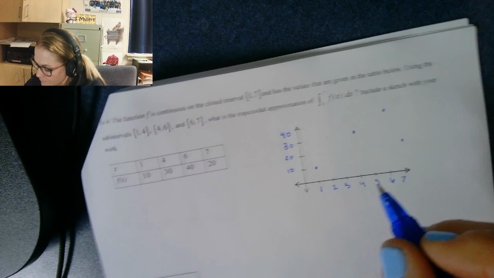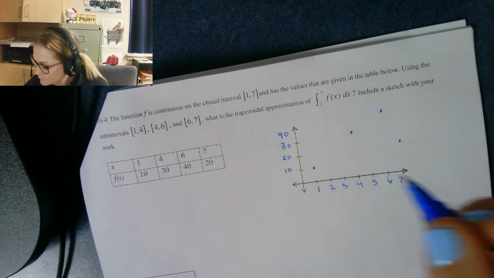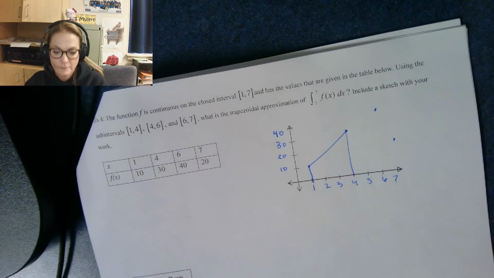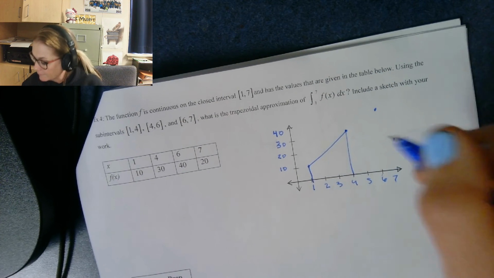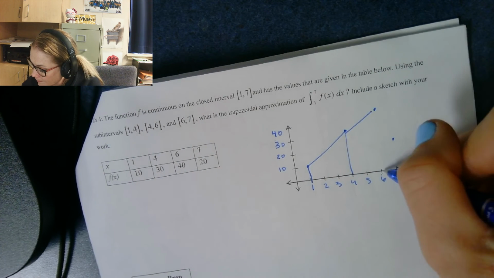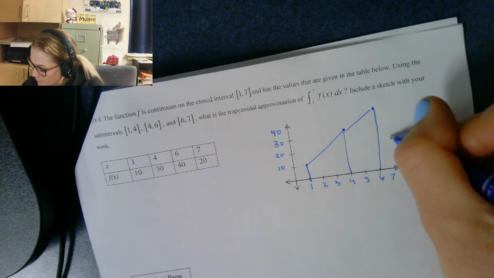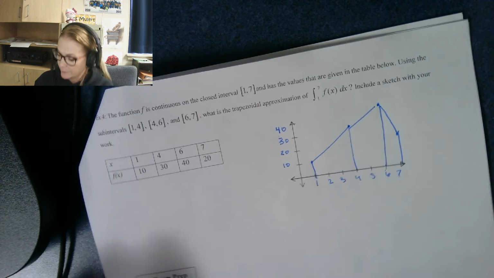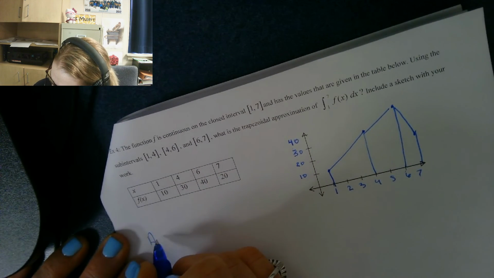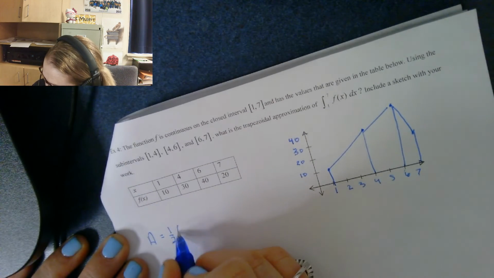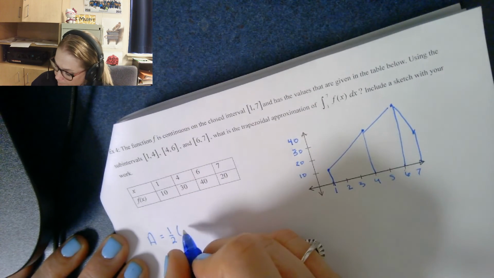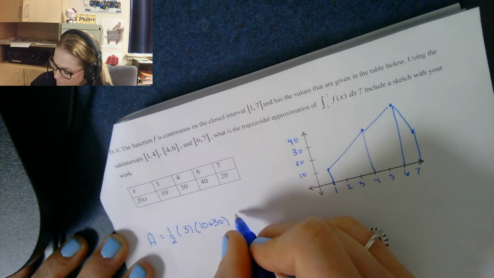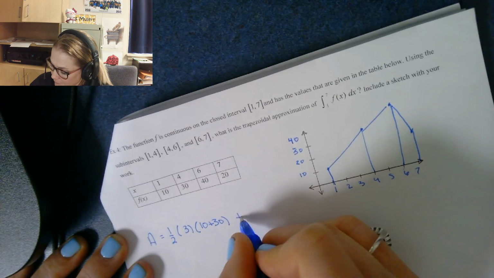Okay, so this first trapezoid looks like this. Alright, this next trapezoid looks like this. The next trapezoid looks like this. So we have 3 trapezoids here, and we just got to do all 3. This total area then is 1/2. First base is 1, 2, 3, and the 2 heights are 10 plus 30. I guess you could factor out the 1/2, but let's just do each one.